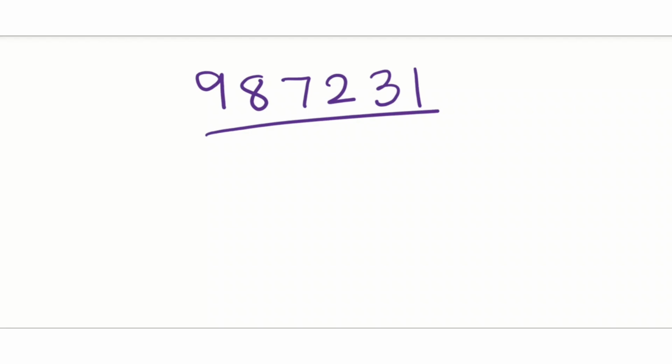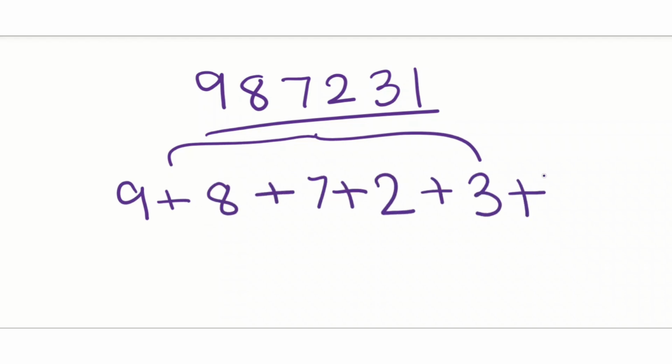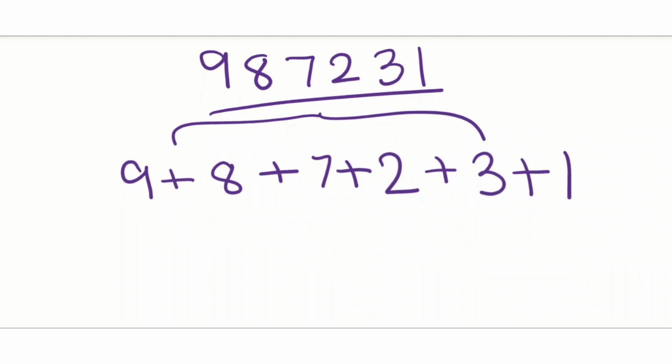987,231, or 9,87,231. First, let's find out its Navashesh, which will be 9 plus 8 plus 7 plus 2 plus 3 plus 1. Let's use the trick that I just told you a while back for addition of multiple one-digit numbers. So first, putting together 8 and 2, because that's the first thing I see, that is making a 10.